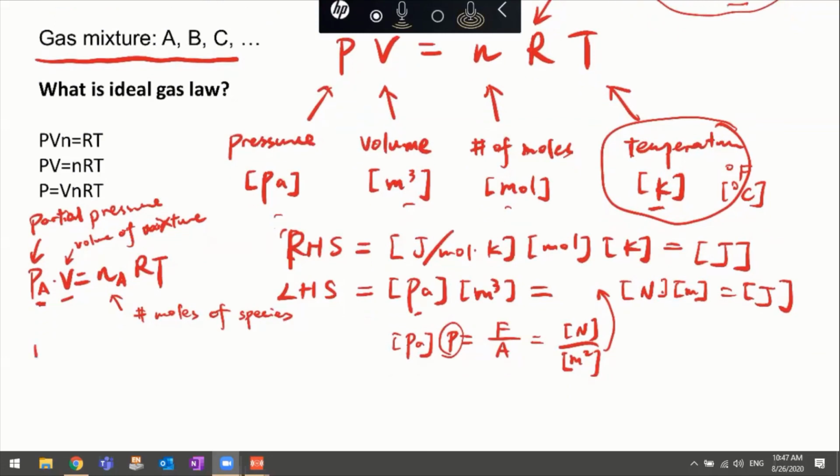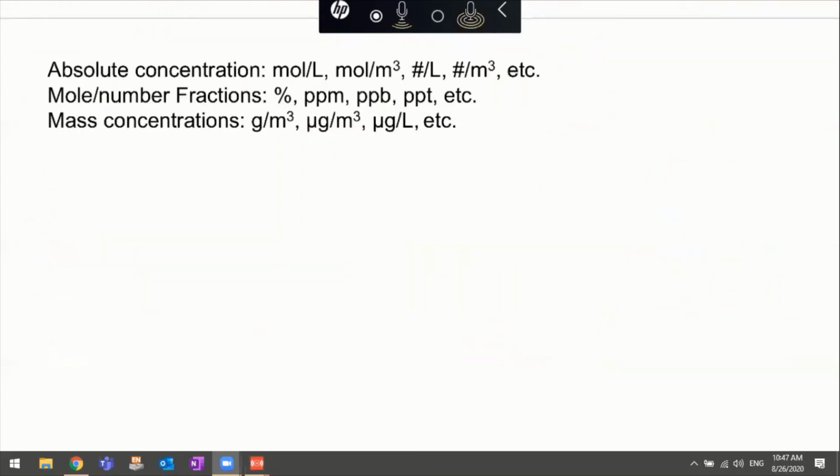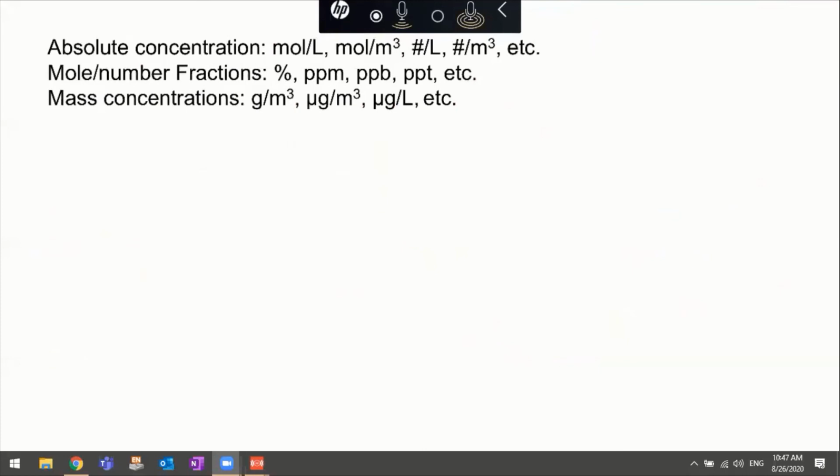Similarly, we can write it out as P V_A equal to n_A RT. The V_A here, we call it the partial volume. The P here is going to be the pressure for the entire mixture. So how do we use this partial gas law to solve this problem? If we go back to these different units, right?